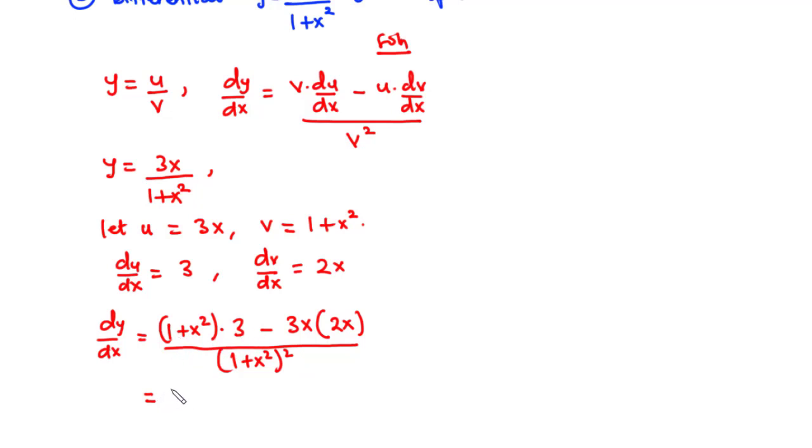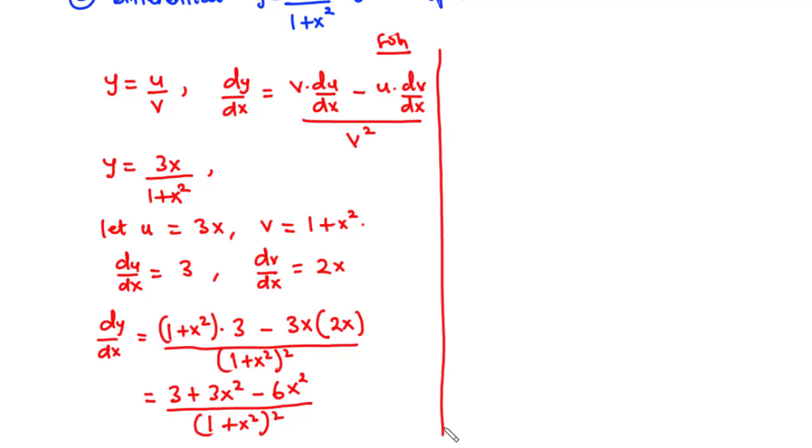So 3 times 1 is 3, and then we have 3 times x squared, which is 3x squared, minus 3 times 2 is 6, x times x is x squared, divided by 1 plus x squared, all squared. So we have dy dx equals 3 minus, now 3x squared minus 6x squared is negative 3x squared. So minus 3x squared over 1 plus x squared, all squared.